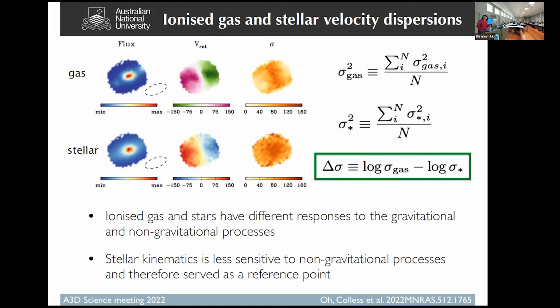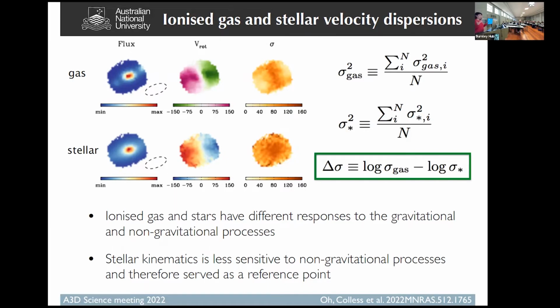Whereas the stellar kinematics is much less sensitive to such processes, and therefore they can serve as a reference point to study the impact of the non-gravitational processes on the ionized gas. So here I'm studying the velocity dispersion. I'm comparing the velocity dispersion of gas and stars. When comparing those two, the expectation is that the ionized gas is dynamically colder than the stars.